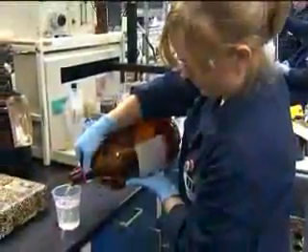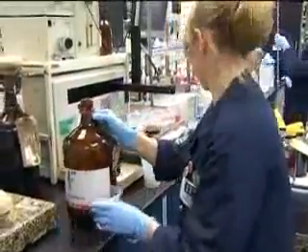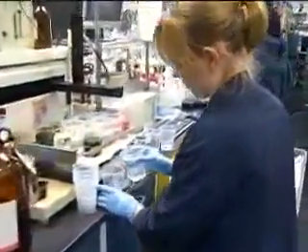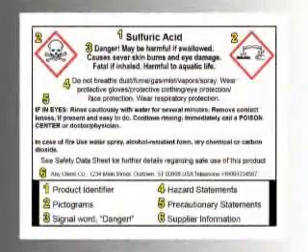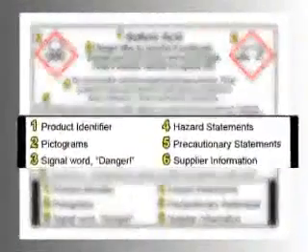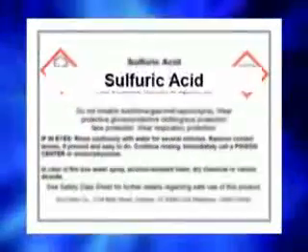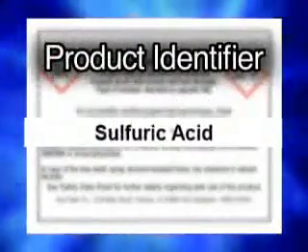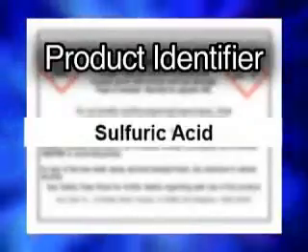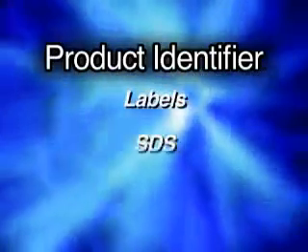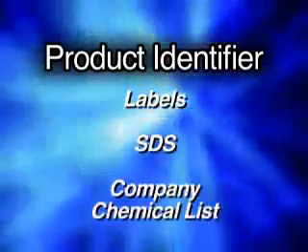Employees should know how to read chemical labels and understand the information presented before dealing with hazardous chemicals. As mandated by OSHA, certain information is required on all chemical labels. Product identifier. This is the unique name or number used to identify a hazardous chemical. The same product identifier must be used for the label, SDS, and required company chemical list for each chemical.